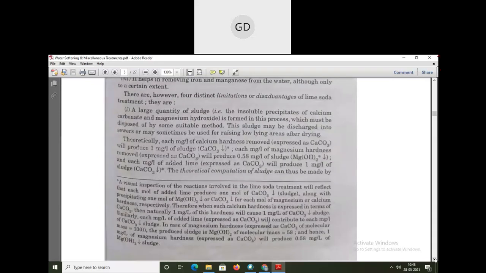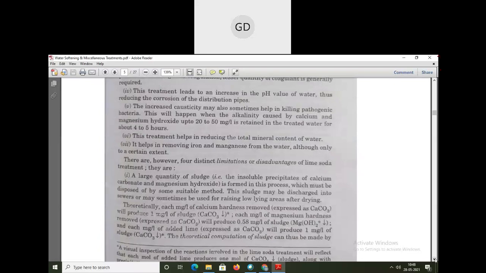So next, what are the limitations of lime soda? A large quantity of sludge. What is the sludge? That is the insoluble precipitates of calcium carbonate and magnesium hydroxide. So the precipitate is known as the sludge. A large quantity of sludge is formed in this process, which must be disposed of by some suitable method. This sludge may be discharged into the sewers or may sometimes be used for raising low-lying areas after drying.